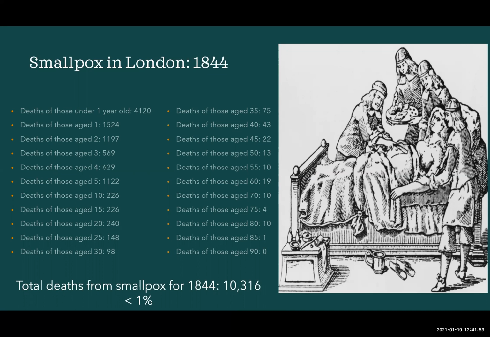And this is just the death rates within 1 year. Of course, we're seeing high numbers within young people, but there weren't very many people at 90 at that time, but it's still less than 1% of the population in London.